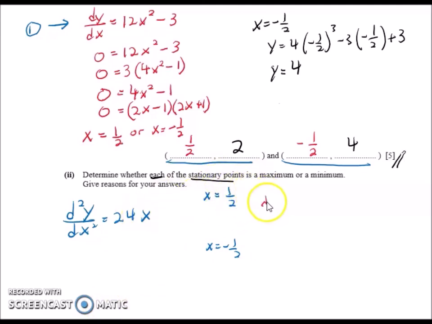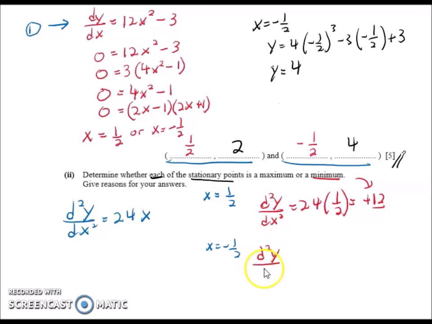So here, when we substitute, d²y/dx² will become 24 multiplied by 1 over 2, which is positive 12. Positive means here is a minimum. Okay, it's a minimum, and so this point we can write down as the minimum. However, this one we do again and substitute it here, so we'll be getting 24 multiplied by negative 1 over 2, you'll get negative 12, and here will be a maximum.